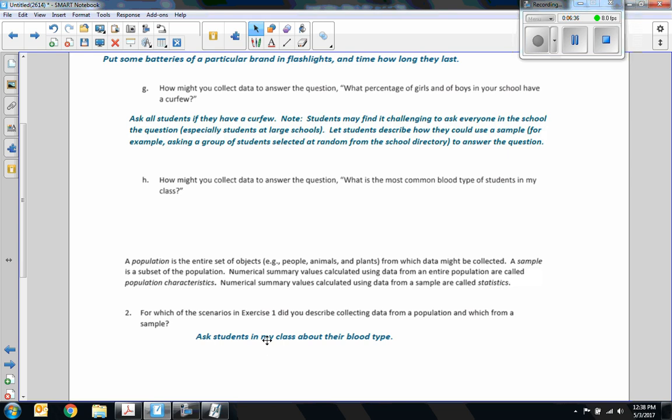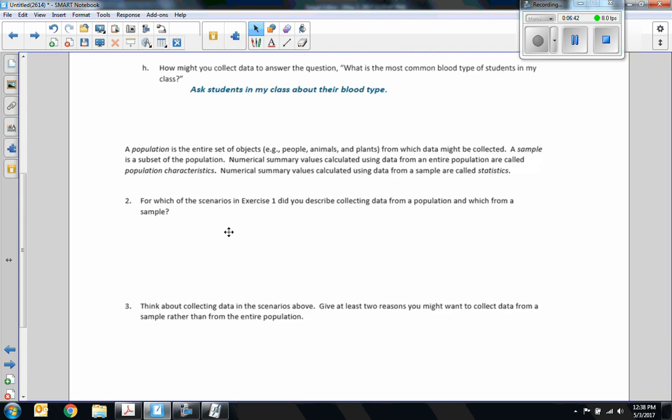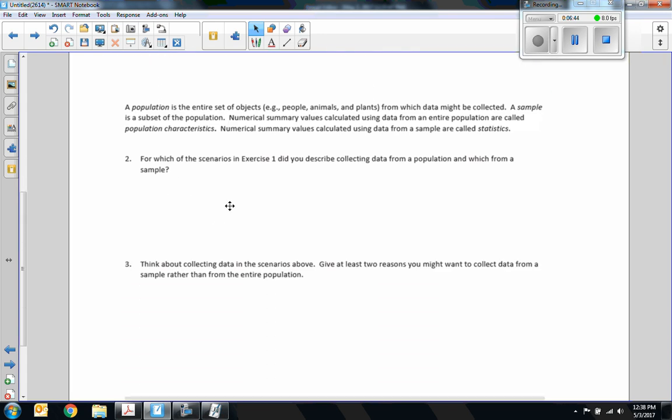Okay, I realized in my video that I put this in the wrong place. How might you collect data to answer the question, what's the most common blood type? Ask students in my class. And then I skipped this. I thought I was at the end of my page, so let me do this first, and then I'll go back to the solutions of the next.